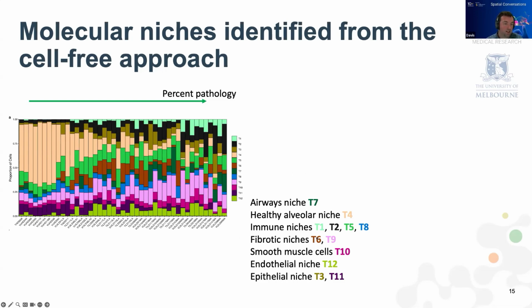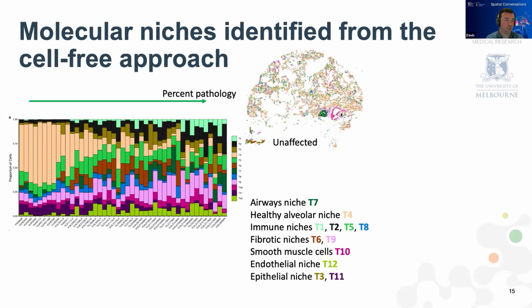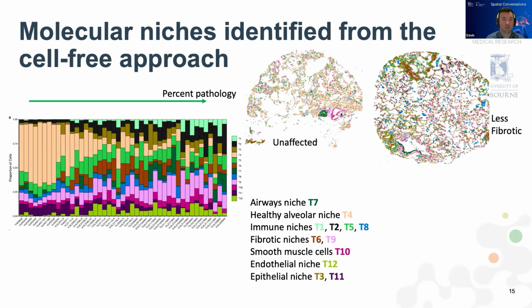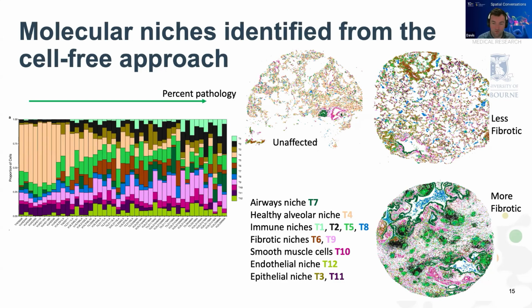And then we have fibrotic niches T6 and T9, so the lilac and the brown, that are very low in proportion in the healthier samples, and obviously increase drastically there. Also, even things like immune niches, so the almost turquoise and black, that are fairly low in the healthy samples as well, but increase greatly in the fibrotic samples. So we can see these drastic differences in the nature of the transcripts that are present in these different samples as we go from unaffected to less fibrotic and to more fibrotic.